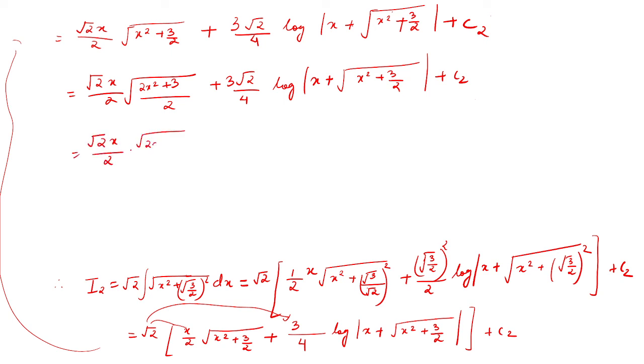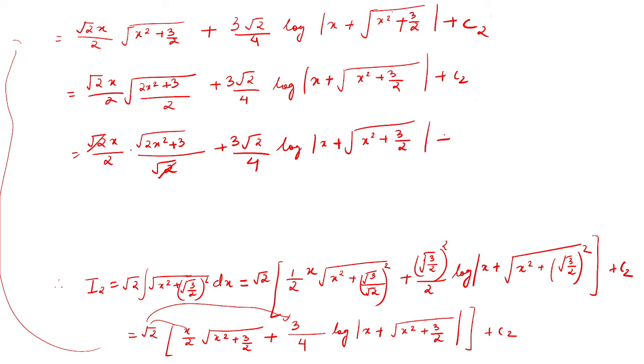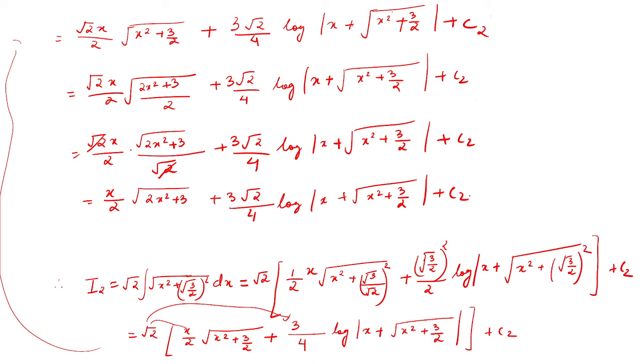Into, this becomes 2x squared plus 3. So I can write this as root 2, right? Separately, so this is how they cancel out. Plus 3 root 2 by 4 log of x plus root over x squared plus 3 by 2 plus c2. So finally, your answer is x by 2 root over 2x squared plus 3 plus 3 root 2 by 4 log of x plus root of x squared plus 3 by 2 plus c. Okay. So finally, this is I2.